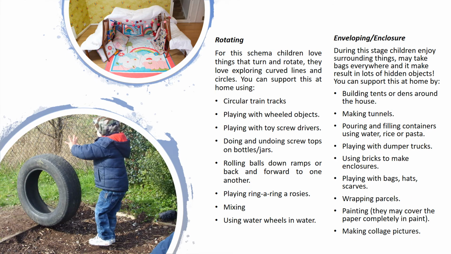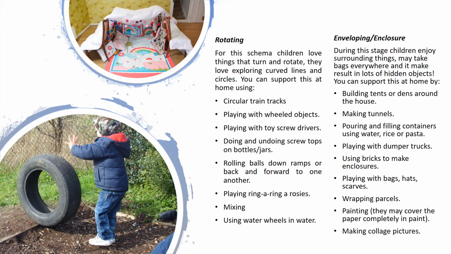For a rotating schema, children love things that turn and rotate. They love exploring curved lines and circles. You can support this at home using circular train tracks, playing with wheeled objects, playing with toy screwdrivers or drills, allowing them to do and undo screw tops on bottles or jars, rolling balls down ramps or back and forward to one another, playing ring games such as Ring-a-Ring-a-Rosies, allowing them to mix, or using water wheels.